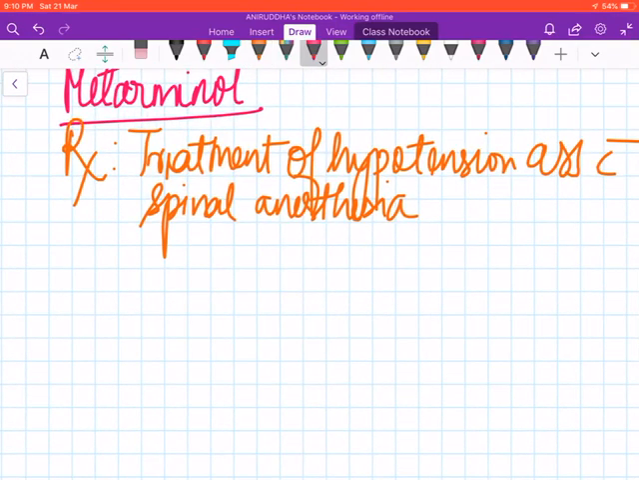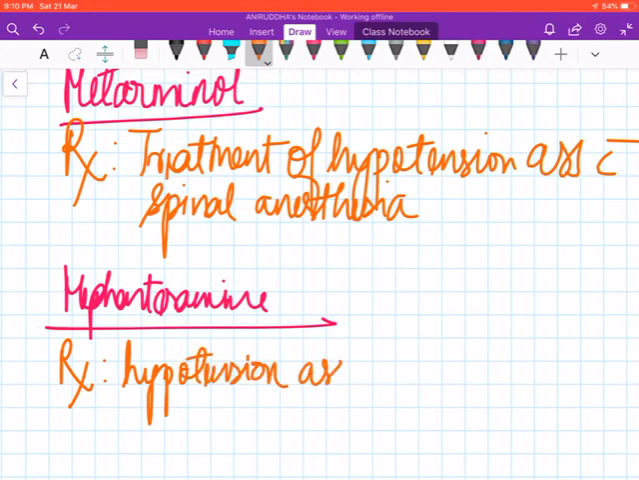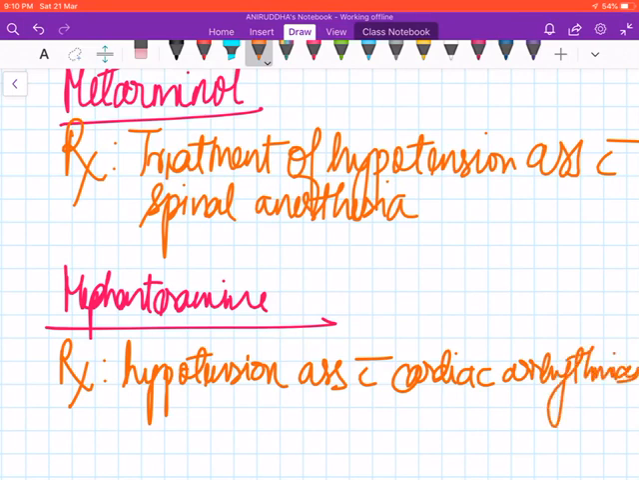And then there is mephenteramine. Now mephenteramine is used in the treatment of hypotension associated with cardiac arrhythmias. In cardiac arrhythmias, we give lots of drugs. We will be covering that in the CVS portion. But in case of hypotension which is associated with cardiac arrhythmias, we give mephenteramine.